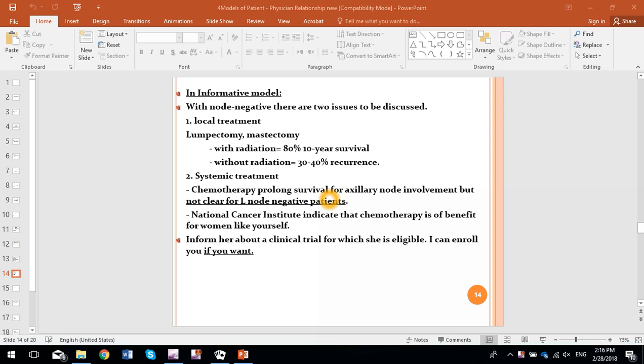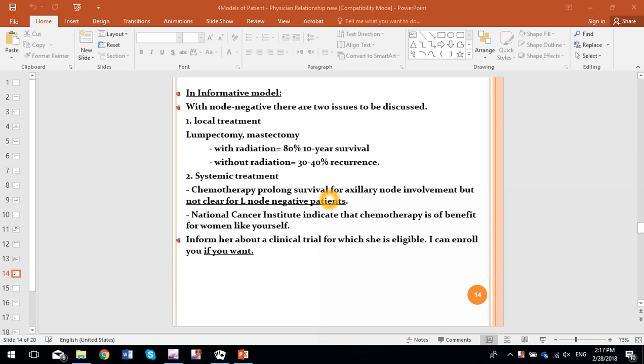The second issue to be discussed is the systematic treatment. Chemotherapy prolongs survival for axillary lymph nodes involvement, but not clear for lymph node negative patients. This is what he's talking about chemotherapy here. The paternal model said chemotherapy might, in some studies, found to be effective, but here he is detailing the effectiveness of chemotherapy that is only effective when axillary lymph nodes are involved, but not when the axillary lymph nodes are negative. So it seems that he is telling that no need for chemotherapy, but he's not saying that. He's saying that chemotherapy is only effective when axillary lymph nodes are involved, but not lymph node negative patients.